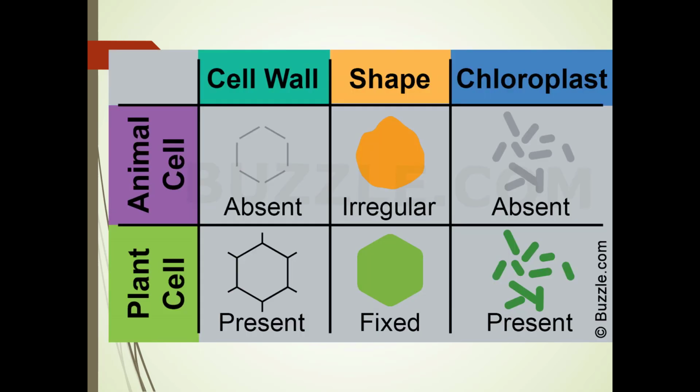So here's just a graphic to compare the structures of cells between animal cells and plant cells. And you can see there is no cell wall when you're talking about animals. Only plants have cell walls. Shapes in animal cells tend to be irregular, while plant cells are fixed in shape. And chloroplasts are only found in plant cells.